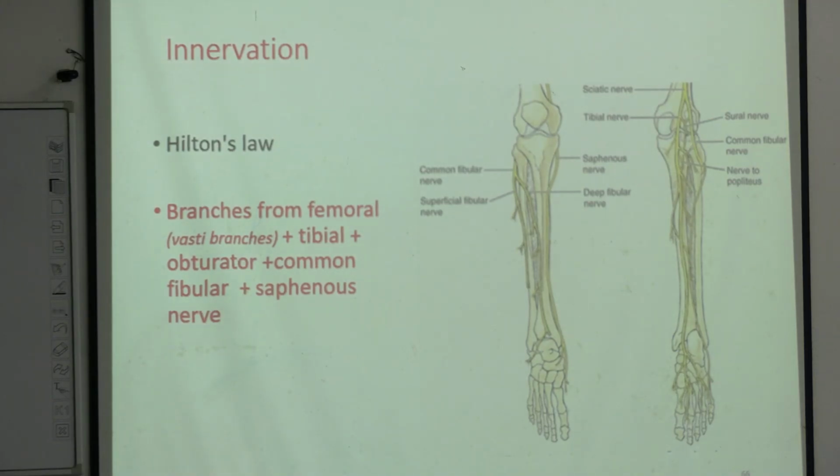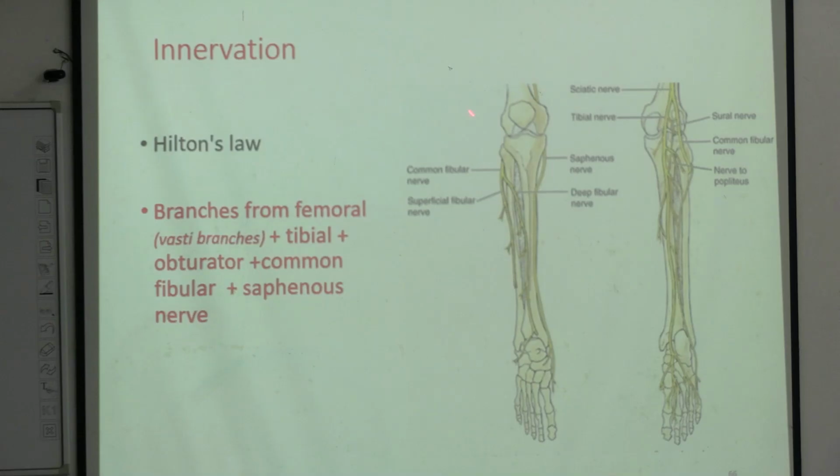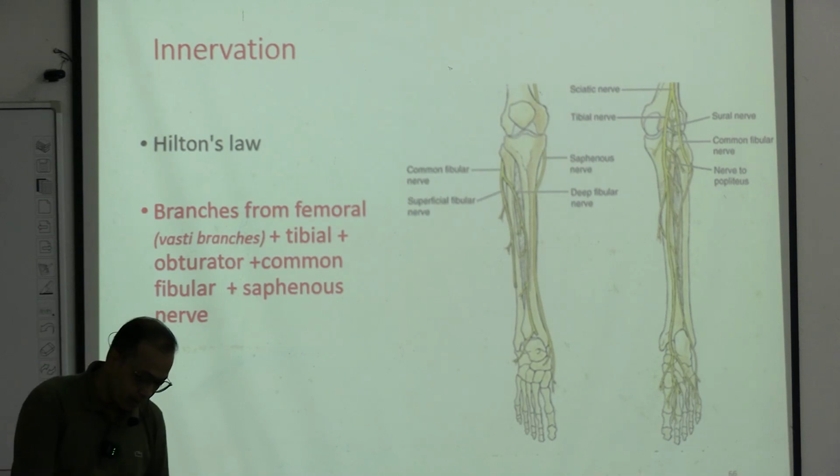So, as I have mentioned, all the nerves which cross this particular hip joint are going to supply the knee joint as well. The nerves that we have seen in dissection, like the femoral nerve, the sciatic nerve, the obturator nerve, the common fibular nerve, and the saphenous nerve, cross over this particular knee joint and go to supply it. Now, what is the significance of it?